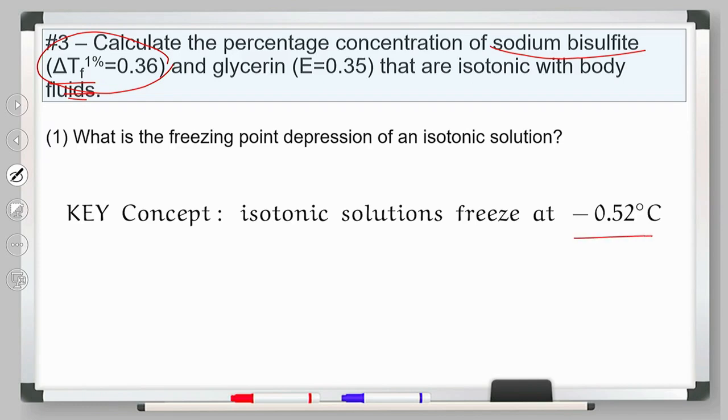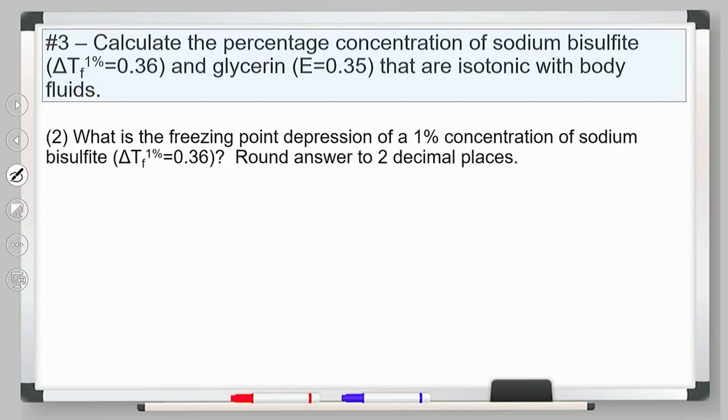So you have to know this. I will not give this to you on the test, and if you don't know that value, you cannot solve these questions. It is key. Okay, so you must remember, memorize negative 0.52 degrees. Negative 0.52 degree is the freezing point of an isotonic solution. Okay, now you're going to see why we need to use that information.